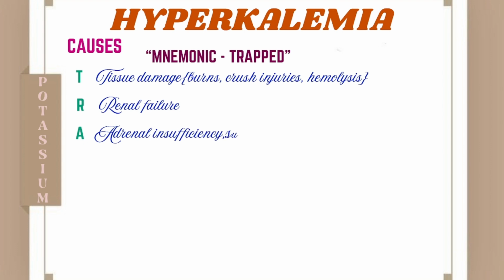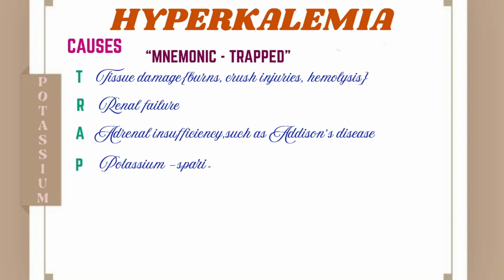A. Adrenal insufficiency such as Addison's disease. In Addison's disease, there is lack of aldosterone hormone, and aldosterone normally promotes potassium excretion. So if there is lack of aldosterone hormone, then potassium retention occurs.